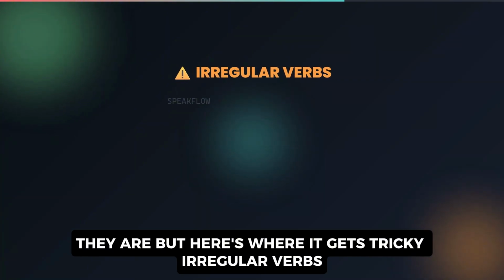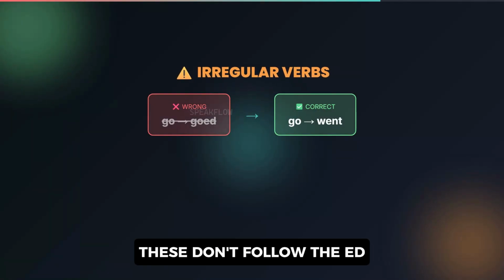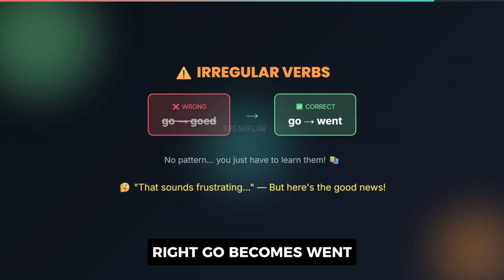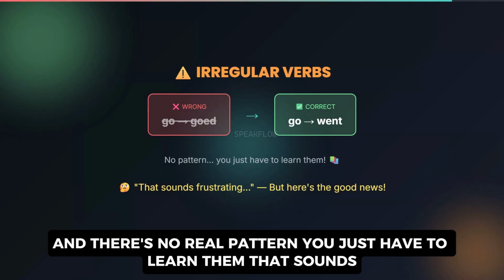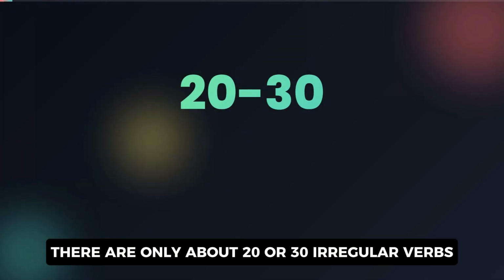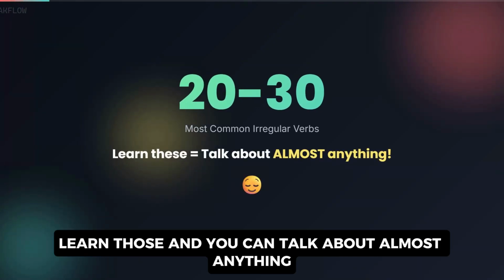They are. But here's where it gets tricky. Irregular verbs. These don't follow the ed rule. They change completely. Like go doesn't become goed. Right. Go becomes went. And there's no real pattern. You just have to learn them. That sounds frustrating. It can be, but here's the good news. There are only about 20 or 30 irregular verbs that you use all the time. Learn those and you can talk about almost anything.